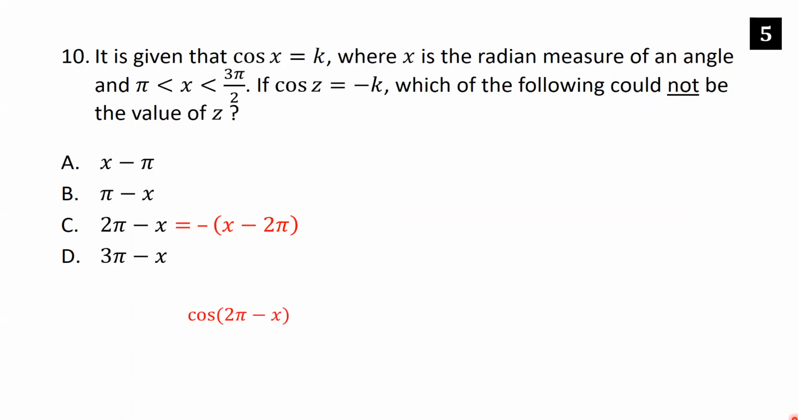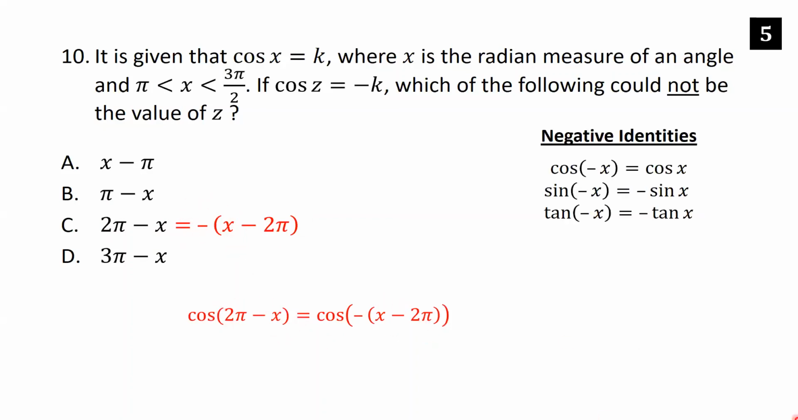So we have the cosine of 2 pi minus x. Well, I'm just substituting in place of 2 pi minus x. I could put negative x minus 2 pi. And then I'm going to use that negative identity for cosine to just drop the minus sign, right? Because cosine is an even function.